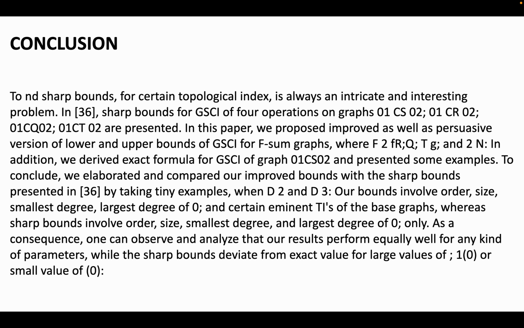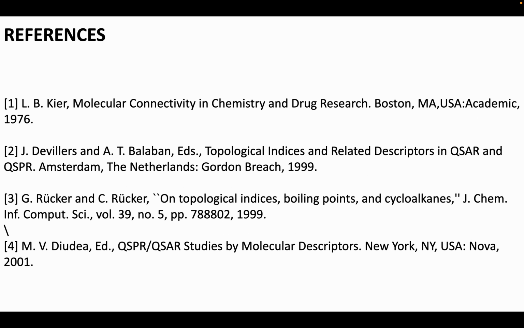In the examples, our bounds involve order, size, smallest degree, largest degree of G, and certain eminent TIs of the basic graphs, whereas sharp bounds involve order, size, smallest degree, and largest degree of G1. As a consequence, one can observe and analyze that our results perform equally well for any kind of parameters, while the sharp bounds deviate from the exact value for large values.